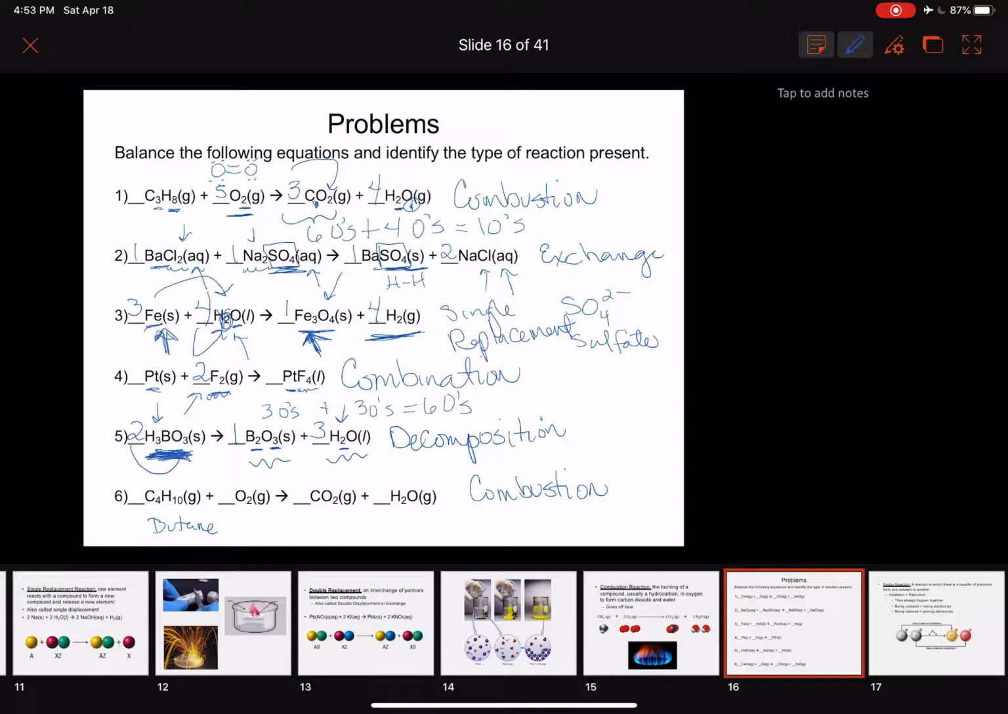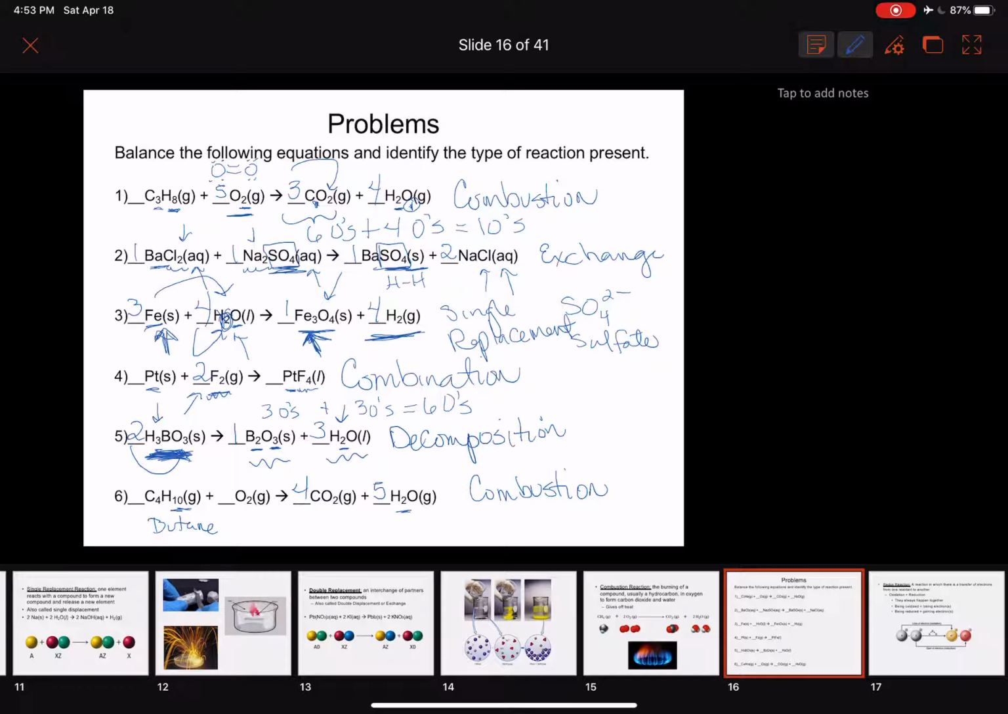So we can see on the reactant side, we've got 4 carbons from the butane. So how many carbon dioxides do we need? 4. All right. Then we have 10 hydrogens. And on the product side, our waters give us 2 hydrogens each. So how many waters do we need? 5, that's right, because 5 times 2 is 10.